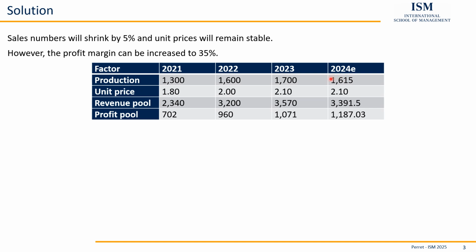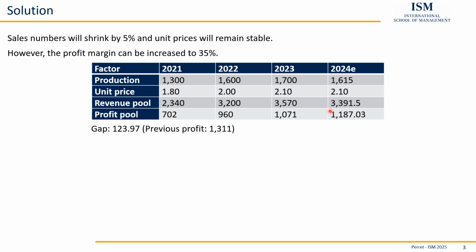sales numbers, 2024 here. Unit prices will remain stable, so I can just copy paste the unit prices from 23 into 24. Multiply these 2 values and get my new forecast for revenues in 2024. Then I have the information profit margin can be increased to 35%, so I'm going to multiply the revenue pool with 0.35, giving me the new profits.